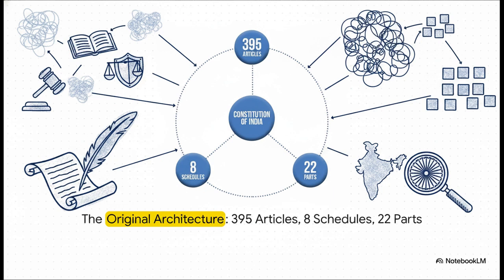But here is the secret to exam prep. You absolutely do not need to memorize these chronologically from 1 to 395. Please don't do that. Instead, you've got to study them thematically. Once you group them by function, this massive, intimidating web actually becomes incredibly logical.